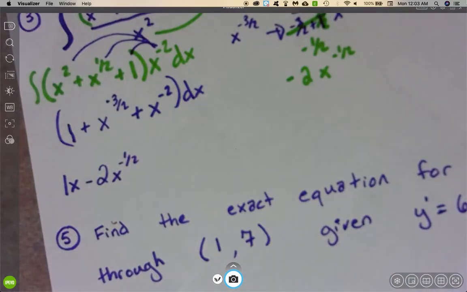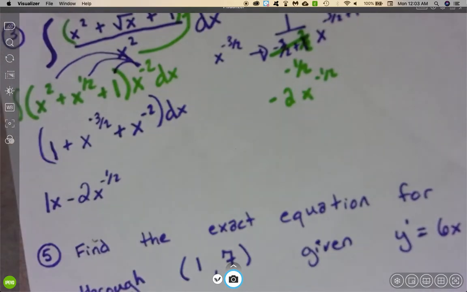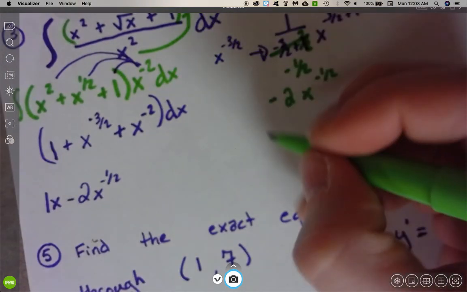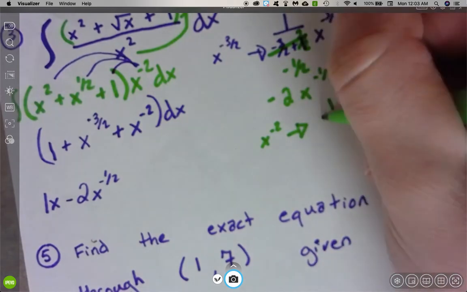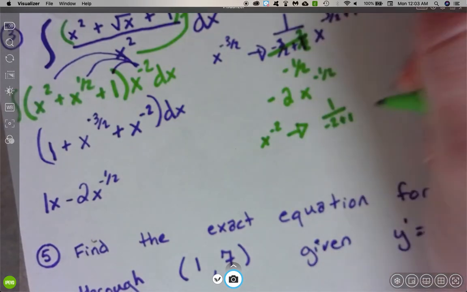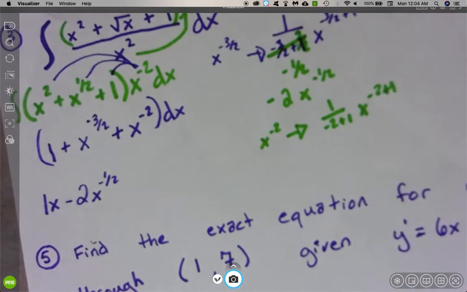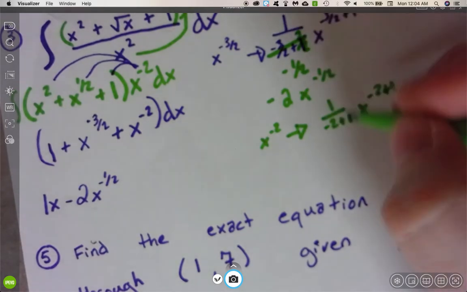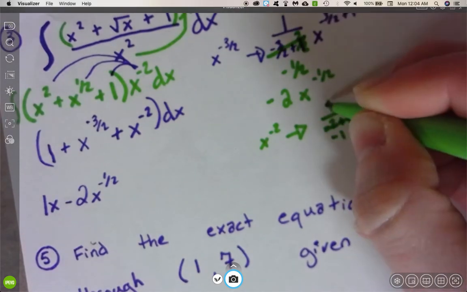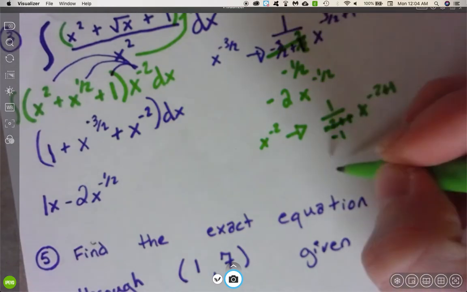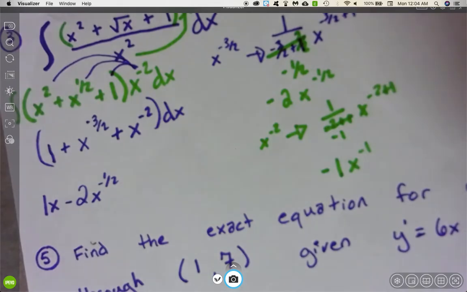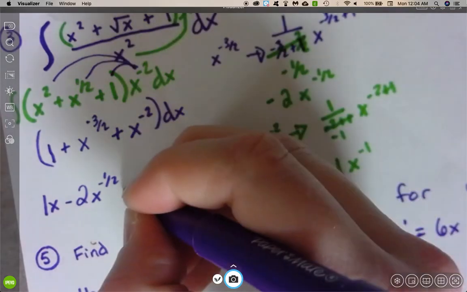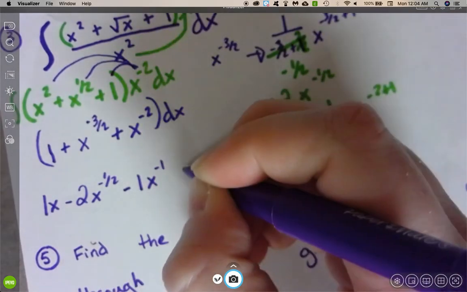And then the last one that I have to do is x to the negative 2 power. I'm going to do scratch work over here. 1 over negative 2 plus 1, x to the negative 2 plus 1. Negative 2 plus 1 is going to be negative 1, and 1 divided by negative 1 is just going to be negative 1, x to the negative 1 power. So minus 1 x to the negative 1 power, and then of course I need plus c.